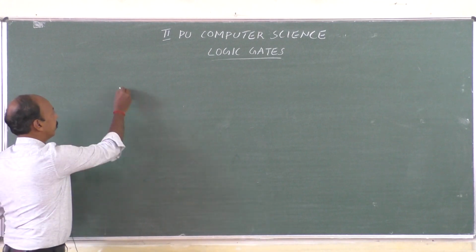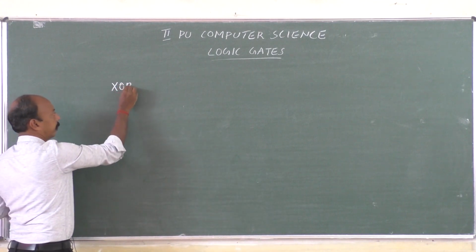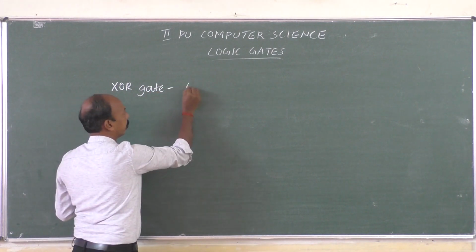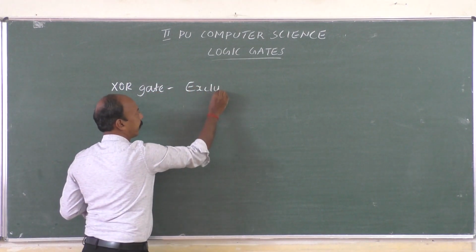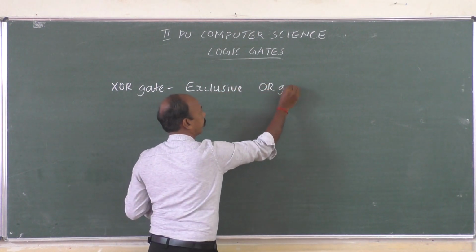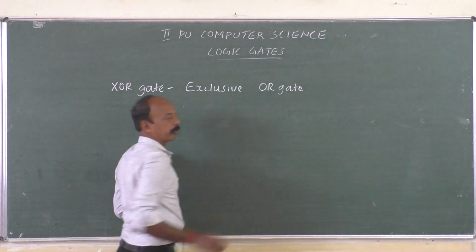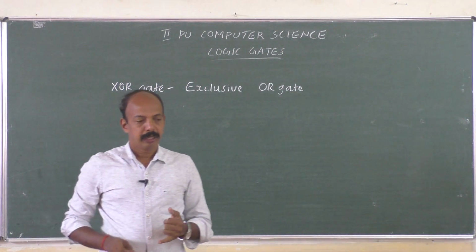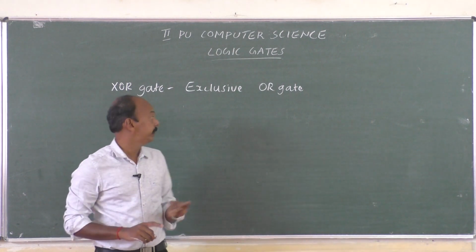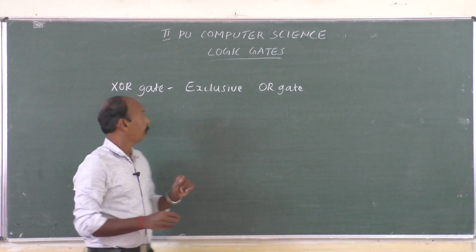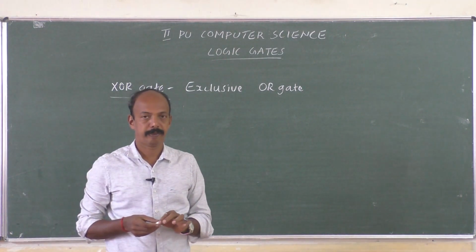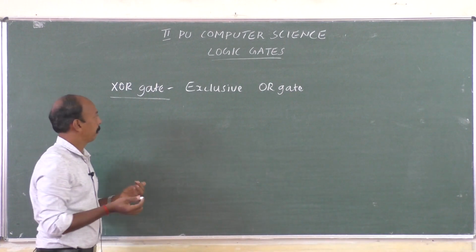The next one will be the XOR gate, or exclusive OR gate. Now we can compare. Already we have seen the OR gate. This is the exclusive OR gate. What is the difference between the XOR gate and the OR gate? Let's try to understand.